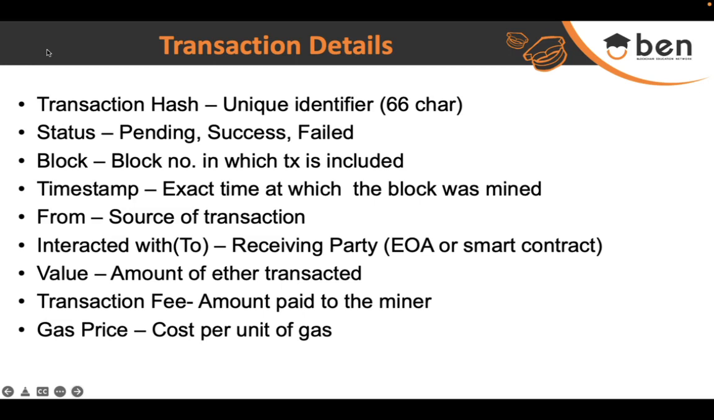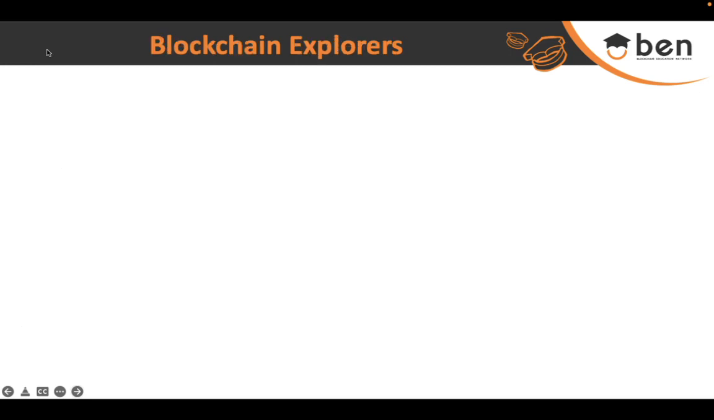This gas price can be set by the initiator of the transaction. As I told you in the last slide, in case you want to increase the speed of your transaction confirmation, you can increase this gas price. It means that for per unit of gas, you can choose to pay more so that the miner is incentivized enough to pick your transaction and complete it first. So these are the major attributes for transaction details. There are more to it, but these are the most important ones.